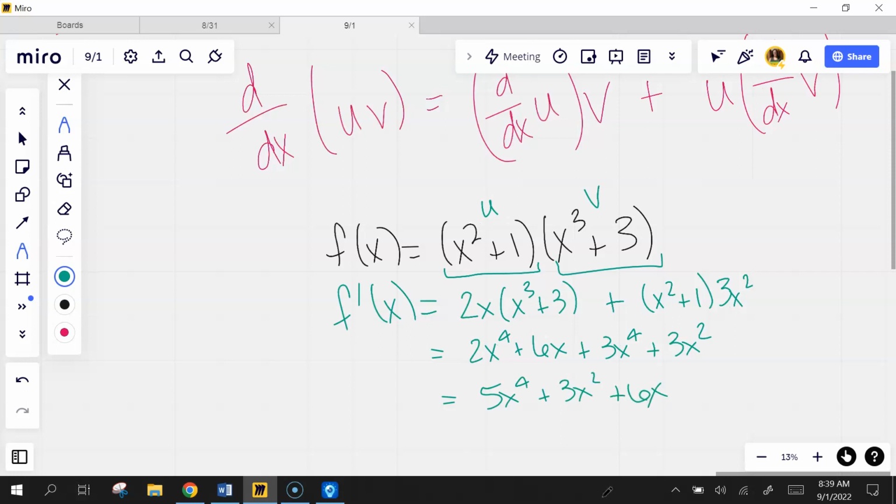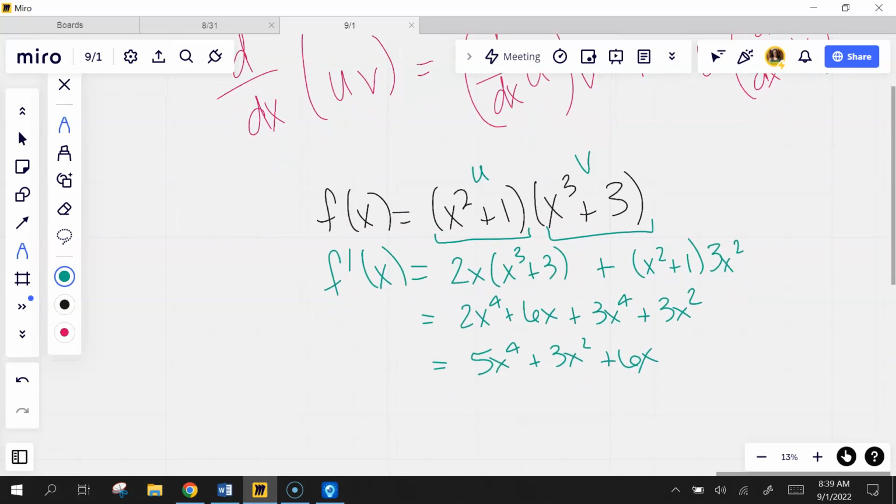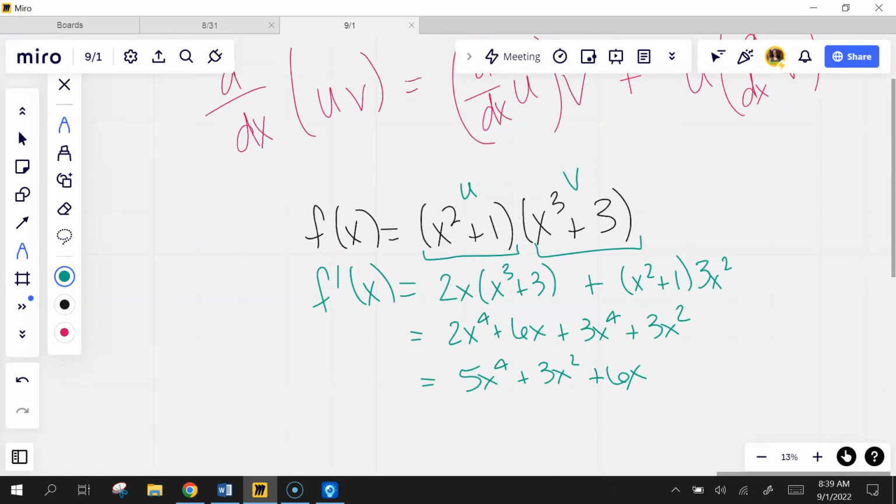If this is difficult for y'all, tell me, because we can do some more examples together if it's a struggle. Had I FOILed that out in the beginning and then just did the derivative, I would have come back to the exact same thing. That's the derivative.